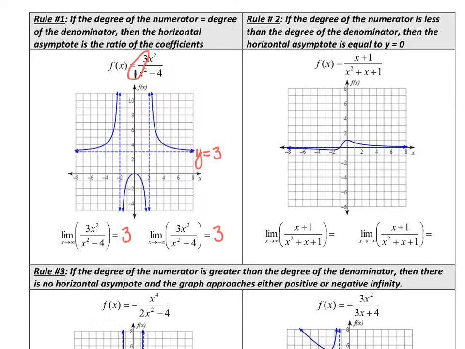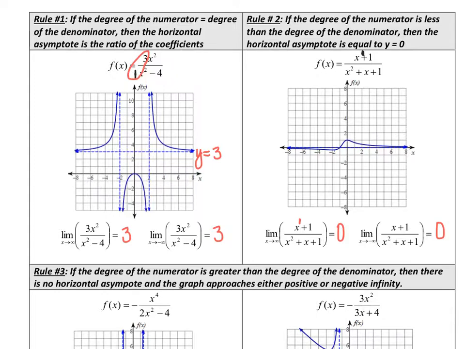All right, rule number 2, if the degree of the numerator is less than the degree of the denominator, then the horizontal asymptote is the line y equals 0. So again, the degree here is a power of 1. That degree is less than the degree on the denominator, which is 2. So if that's the case, if we did not have this picture to see that they're both approaching 0, we would just look at the degrees. The degree of the numerator is less than the degree of the denominator.